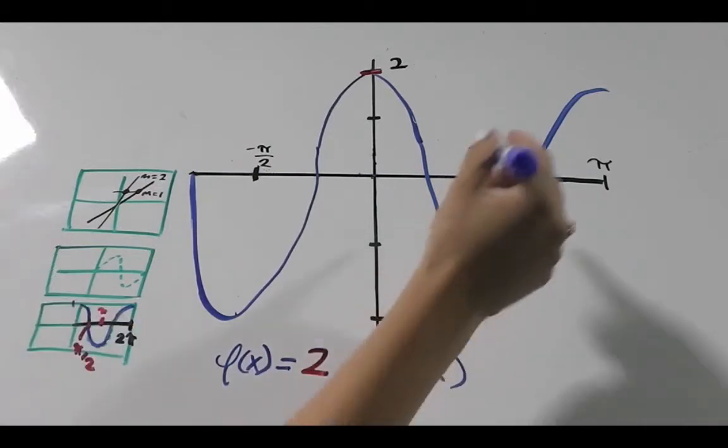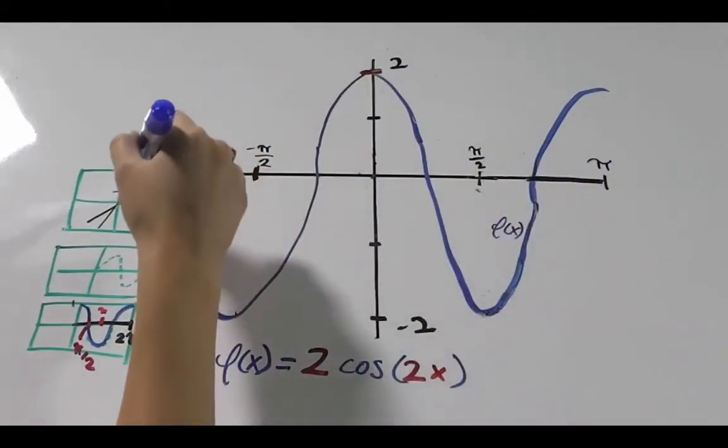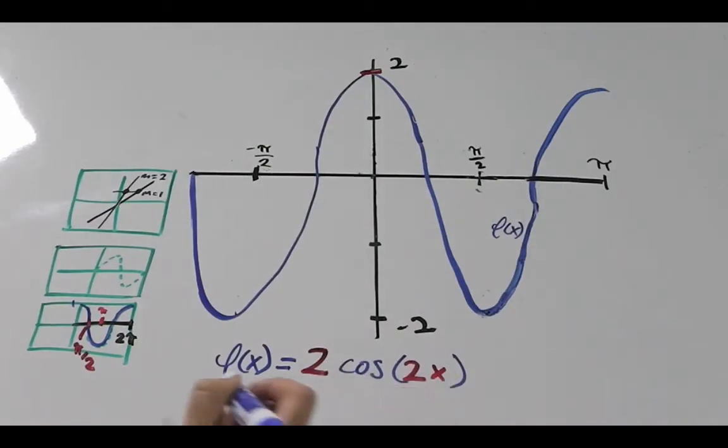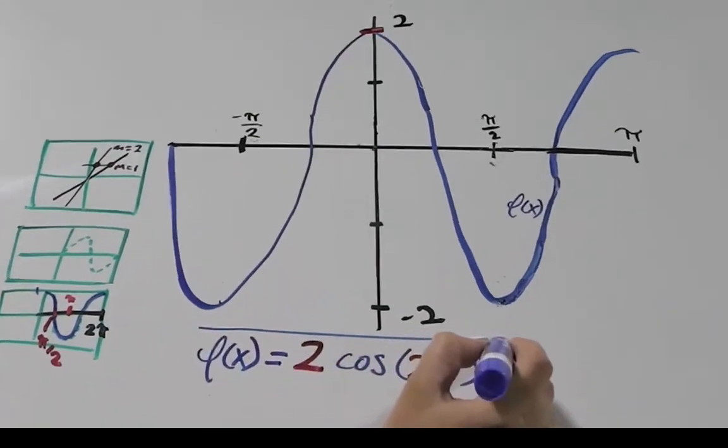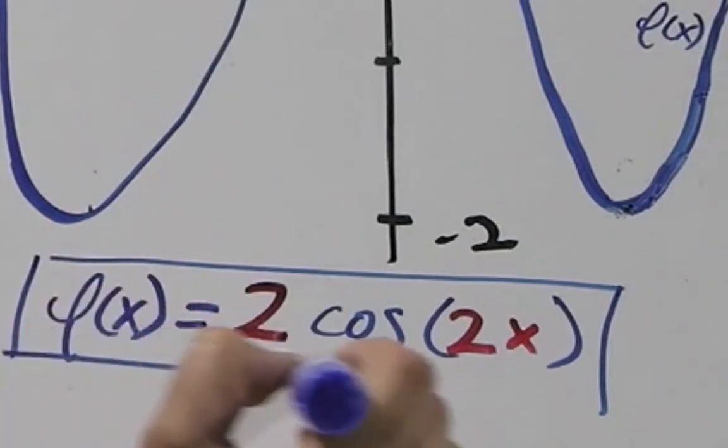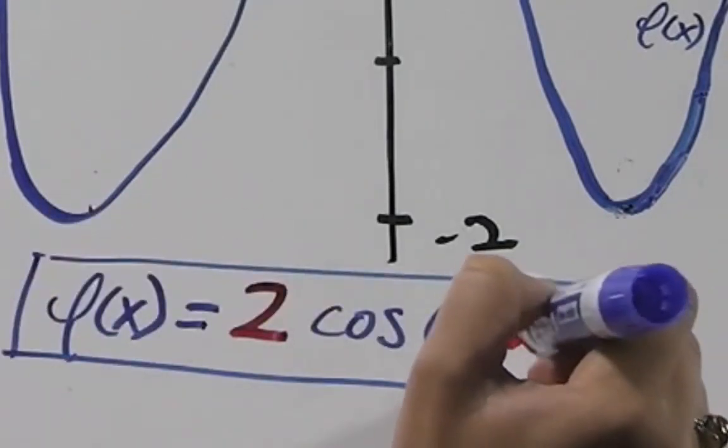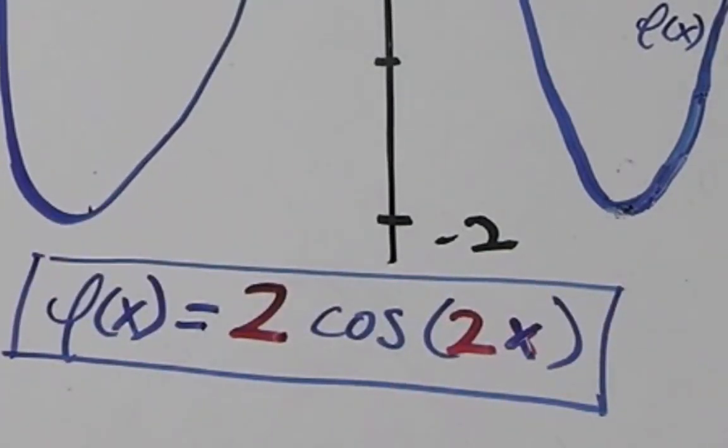In summary, our f of x function is, in fact, expressed by f of x equals 2 cosine 2x. Thanks for listening.